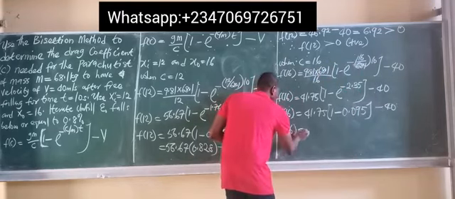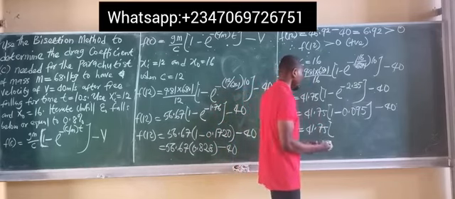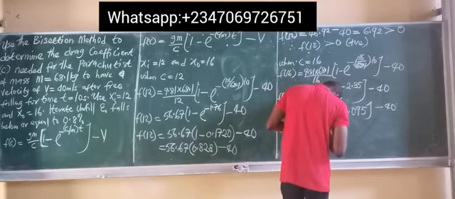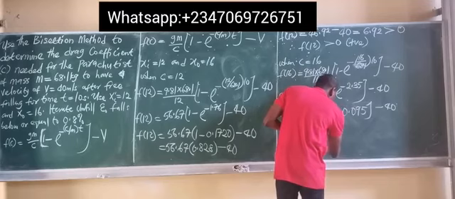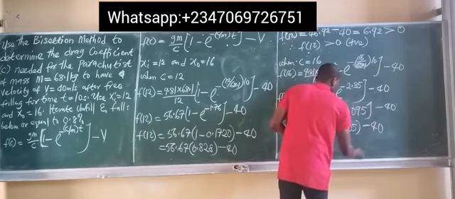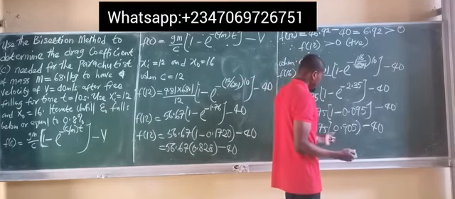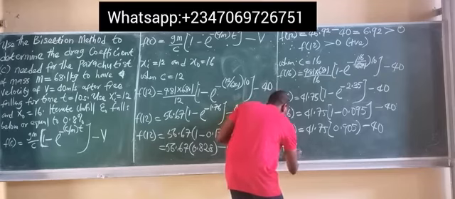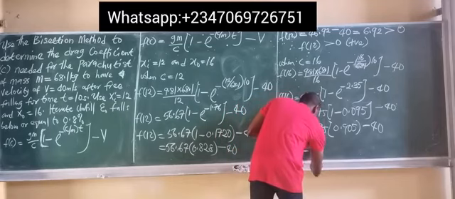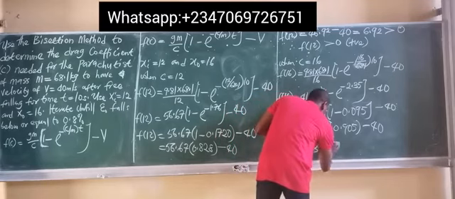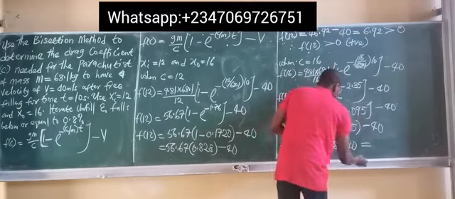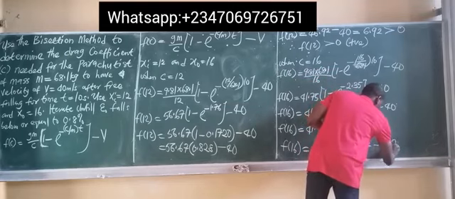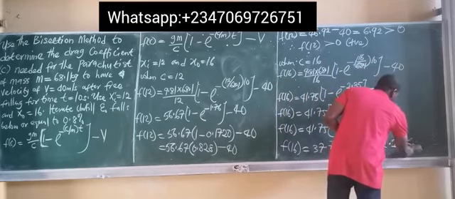So f of 16 is now equal to 41.75 into, we simply compute 1 minus 0.095, which gives us 0.905. You put down your minus 40. So we simply evaluate 41.75 multiplied by 0.905. So f of 16 is now equal to 37.78 minus 40, which is minus 2.22, which in this case is less than zero.